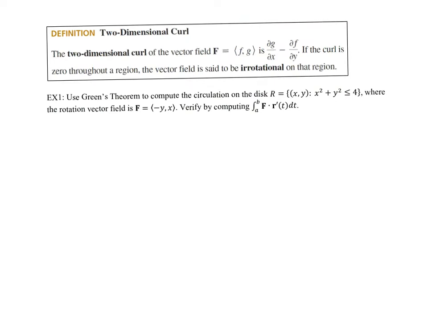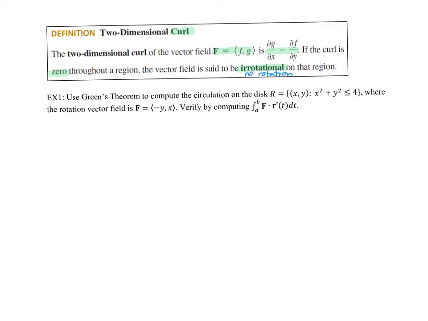In this box here, we have the definition of our two-dimensional curl, which again, I'll just call curl. So more formally, given a vector field, the partial of g with respect to x minus the partial of f with respect to y is the curl. If the curl is 0, then we say the vector field is irrotational on the region. So what does irrotational mean? Exactly what it sounds like. No rotation, which makes sense. If curl is 0, then there's no circulation, which means there's no rotation.